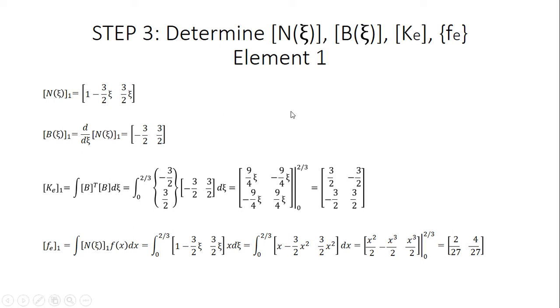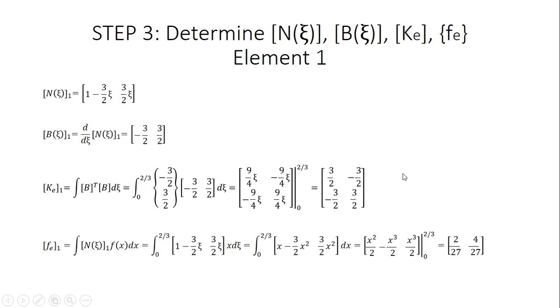And then next we need to determine the element stiffness matrix for element 1. And so to do that, we use this equation, which is the integral of B transpose times B. Remember, we solved for our B matrix up here. And if you plug that in, this is B transpose, this is B, and our integral goes from 0 to 2/3, because again, element 1 goes from 0 to 2/3. So if you multiply everything out, take the integral, you end up with this matrix, and then finally with this matrix.